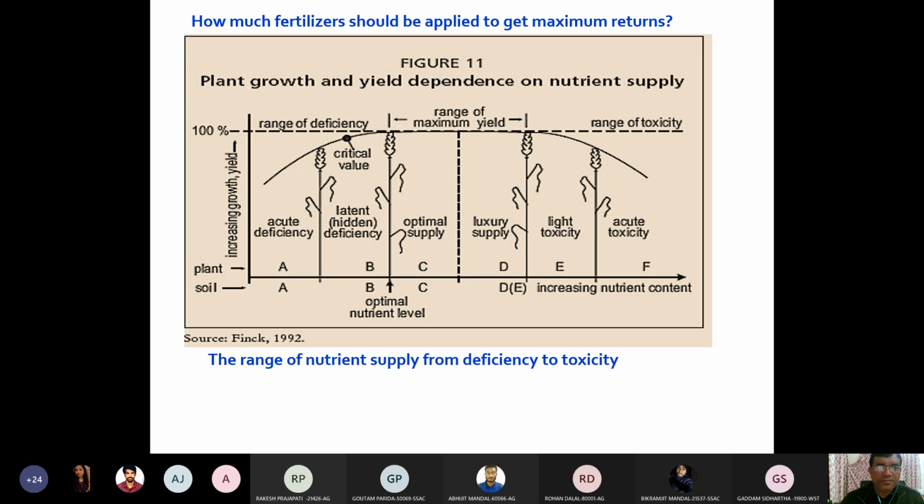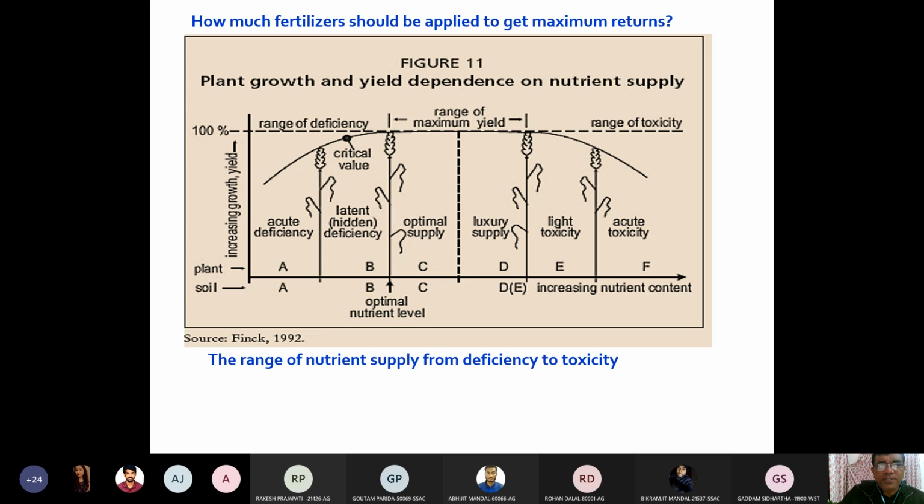So you can see this picture. On the x-axis, you have the increasing nutrient content, increasing from zero from left to right. On the y-axis, you can see increasing growth or yield, from 0 to 100. You can see the curve. In the beginning, you see the A. A is your acute deficiency. Here, the level of nutrient in plant tissue or in soil is very low.